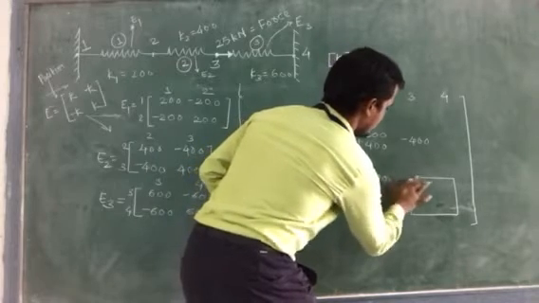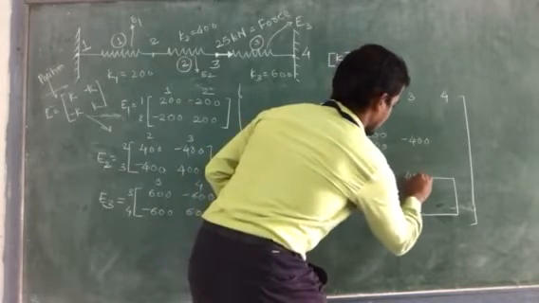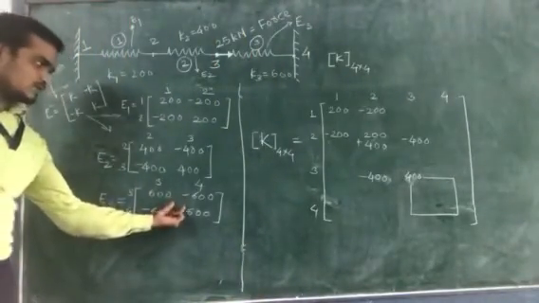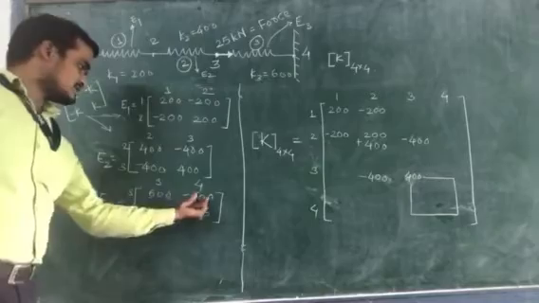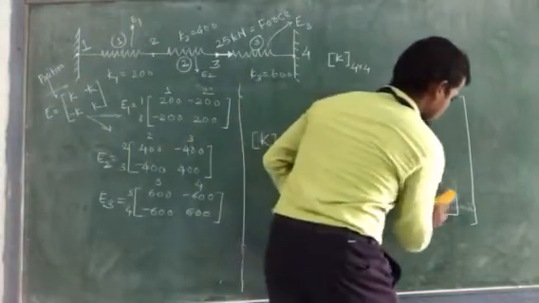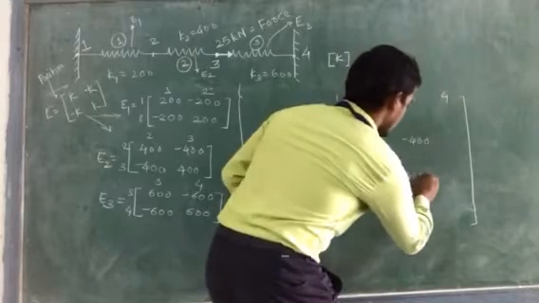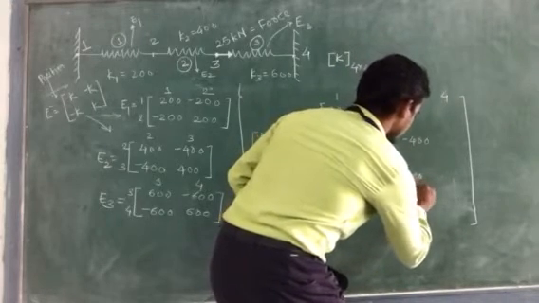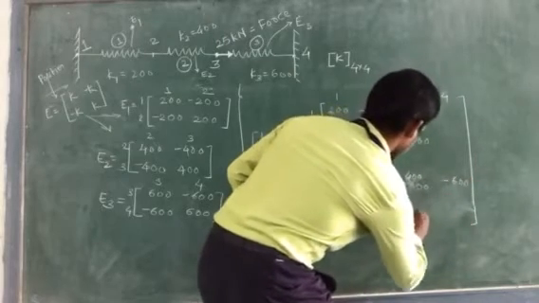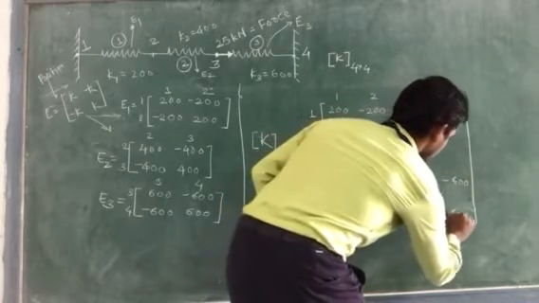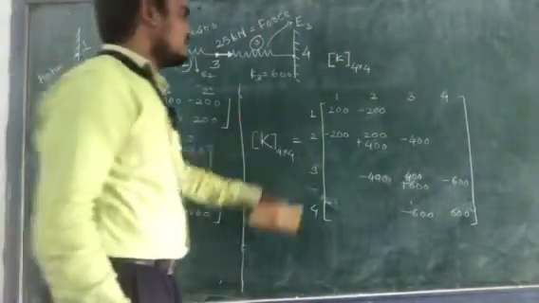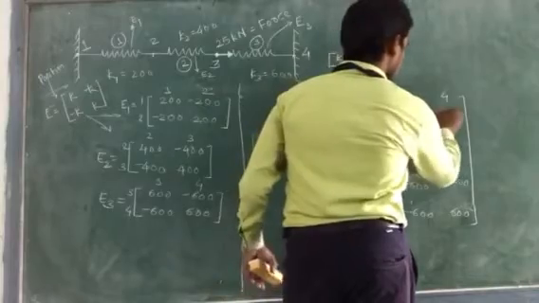And here it will become 400. Now finally put these values over this third block: 600 minus 600, 600 minus 600, 600. So put these values over here. So this element will become 400 plus 600 minus 600, then minus 600 and plus 600. Okay, and the remaining elements will be equal to 0.